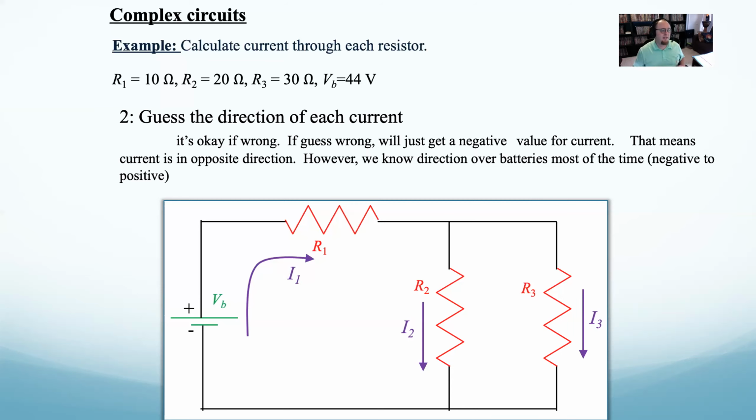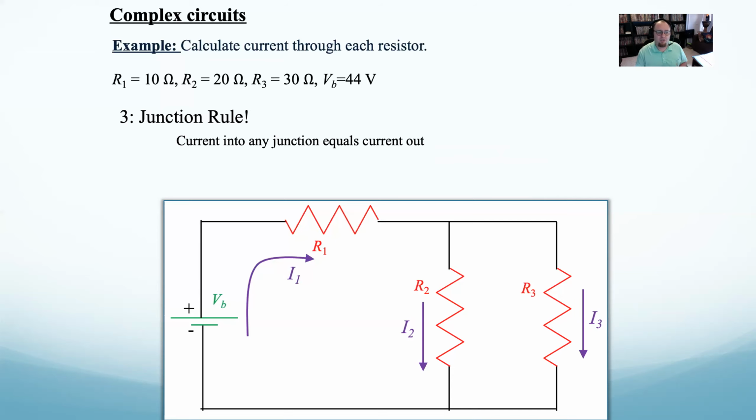Once you have that set up, you can begin to solve. And this is what you do. I always recommend, if you have three unknowns, to do one junction rule and two loop rules. If you have more unknowns than that, you need more equations. So you're going to have to figure it out. But let's say I look at this. I like to start with my junction rule.